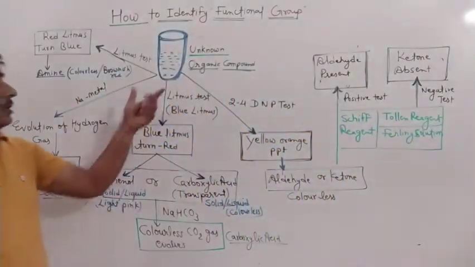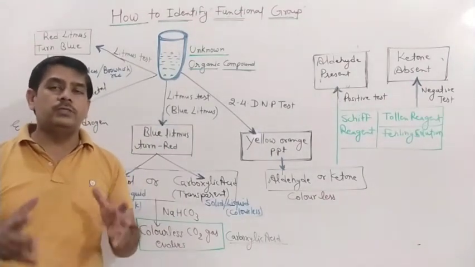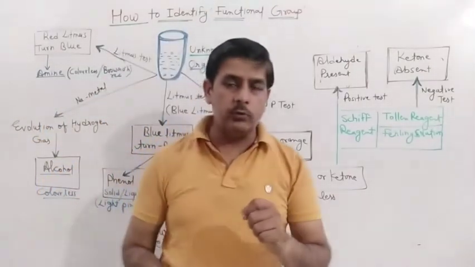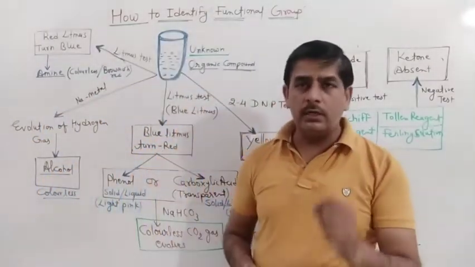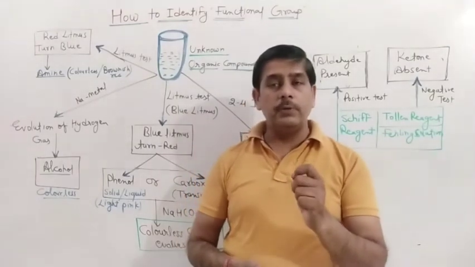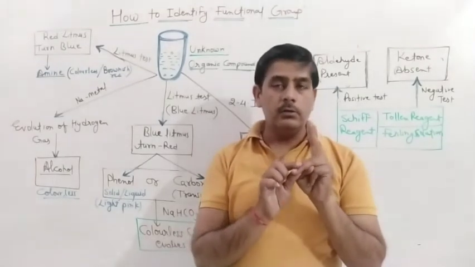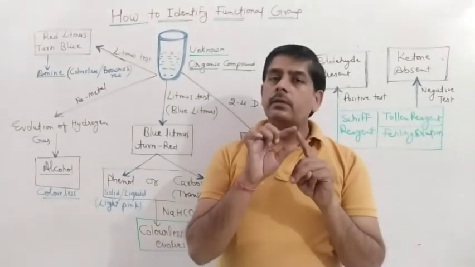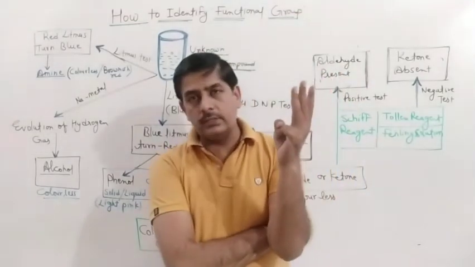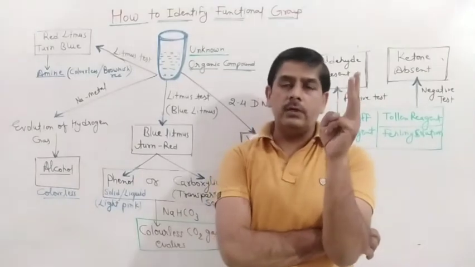Suppose you have been given an organic compound in a test tube and you have to identify which functional group it is. The first step is to use litmus solution or litmus paper. Using litmus, you can identify three functional groups: phenol, carboxylic acid and amine. These three substances change the color of litmus.